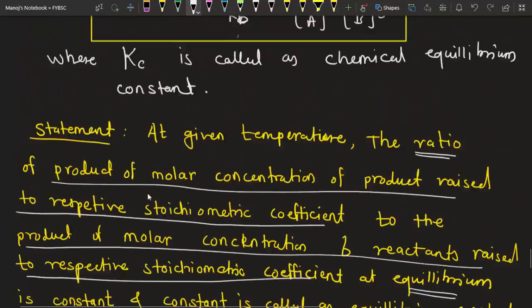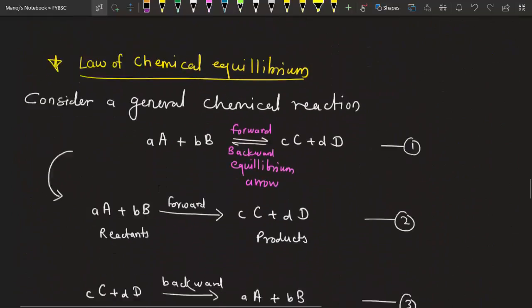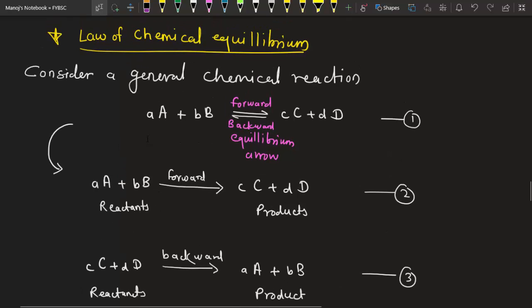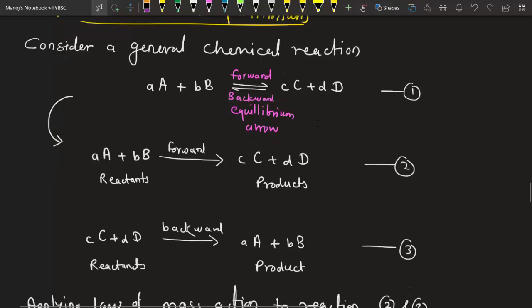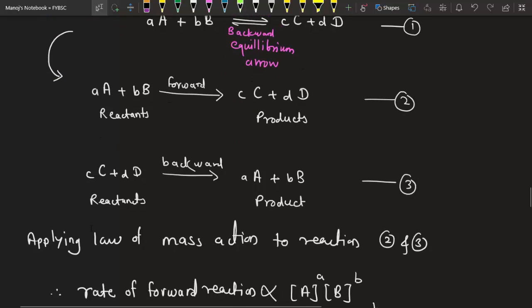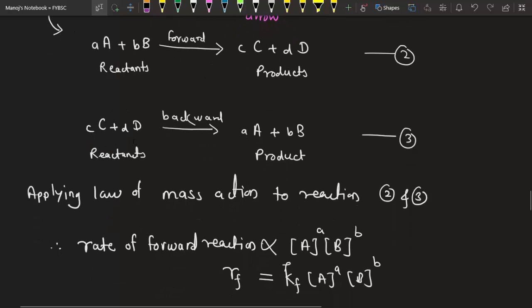So what have we seen? We have seen the law of chemical equilibrium. So let us revise. Consider this general reaction, A plus B gives rise to C plus D. Here A and B are the reactants and C and D are the products. So this is the equilibrium reaction. From left to right it is a forward reaction, and from right to left it is a backward reaction. We have written this reaction individually. So reactants A and B convert into C and D in the forward reaction, and in the backward reaction the reactants C and D are converted into the products A and B.